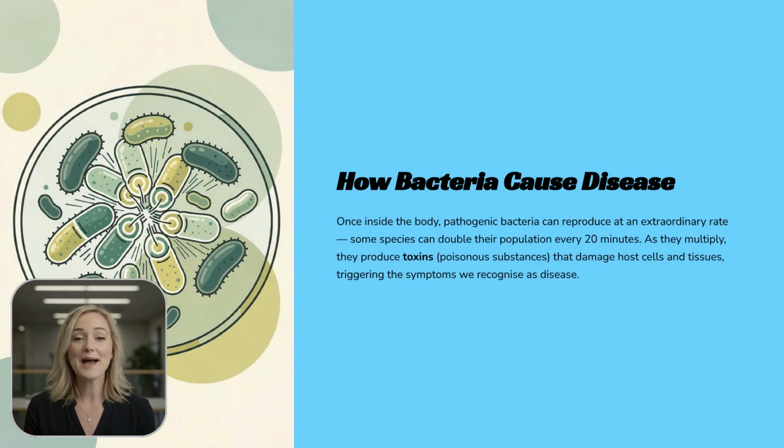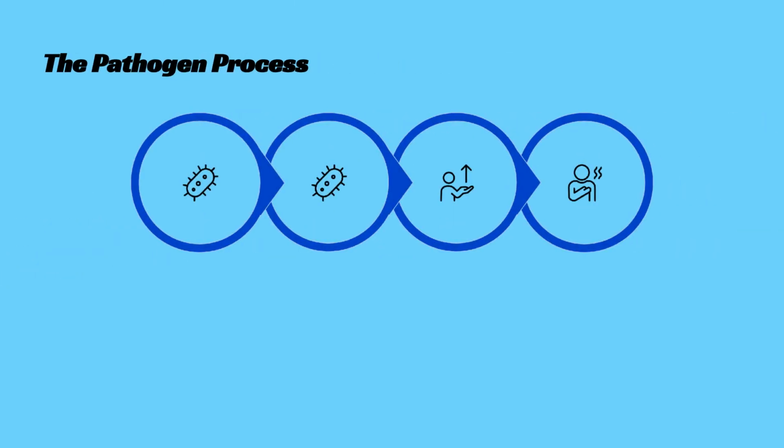Once inside the body, pathogenic bacteria reproduce very rapidly. As they multiply, they produce toxins. These poisonous substances are what damage your cells and tissues, leading to the symptoms of illness. Remember this sequence for your exams: entry, reproduction, toxin release, and finally, symptoms.